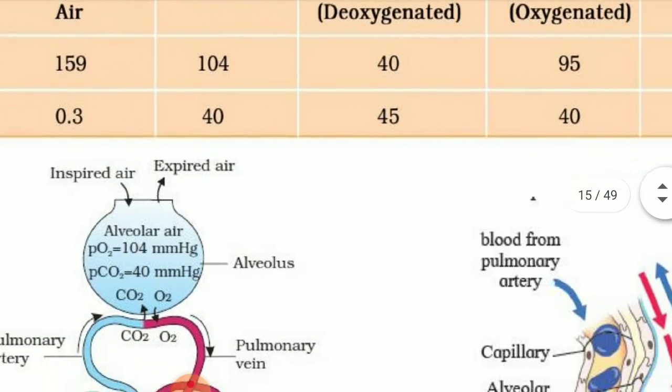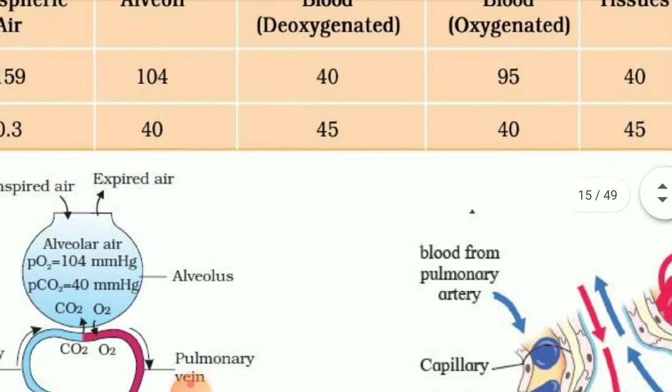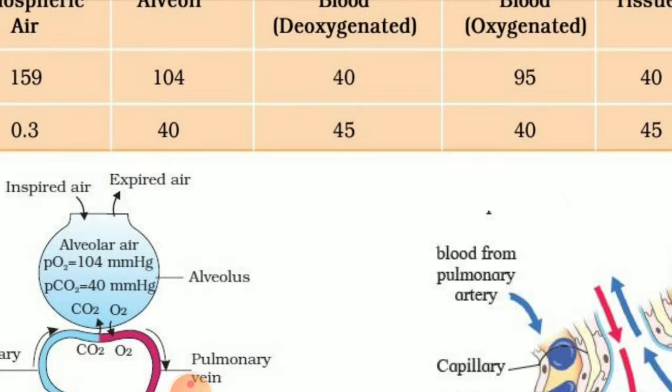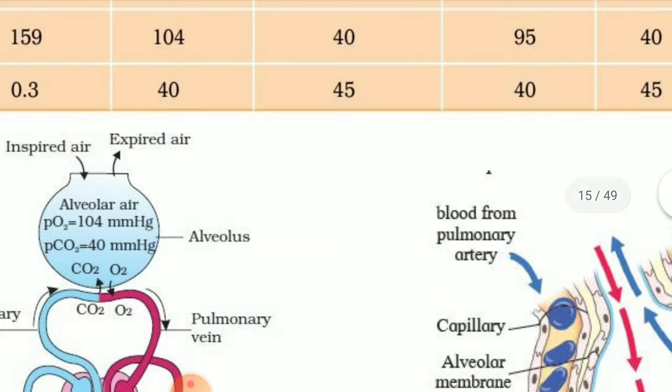You can just refer to the table over here. So there is 104 mm of mercury column of oxygen and 40 mm of mercury column of carbon dioxide. So the alveolar air contains oxygen at 104 mm of mercury column, that is the partial pressure for oxygen, and the partial pressure for carbon dioxide is 40 mm of mercury column.